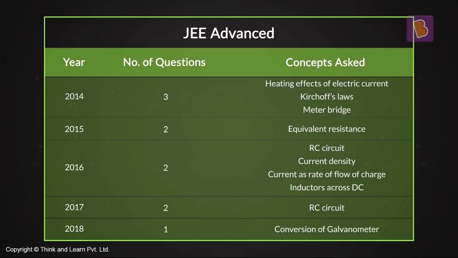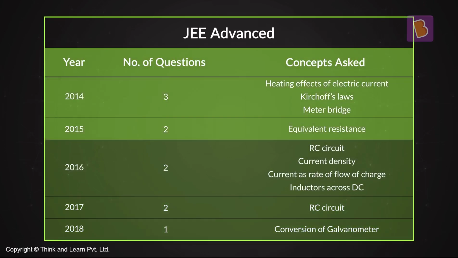When I talk about JEE Advanced, almost 1 to 2 questions come from this chapter. In 2017 there were 2 questions, in 18 there was 1 question, and in 14-15 there have been 3 and 2 questions. So you can expect at least 1 question in JEE Advanced, right?